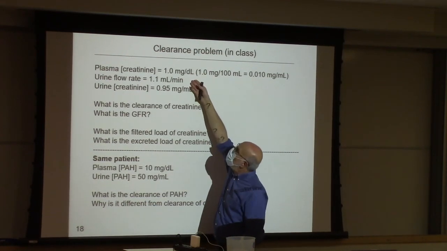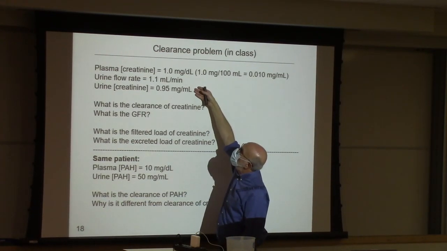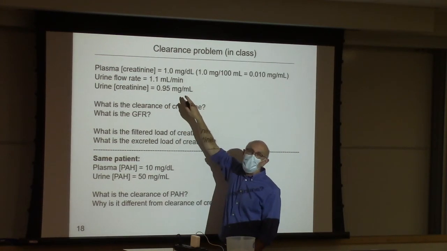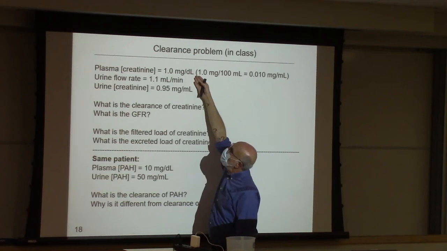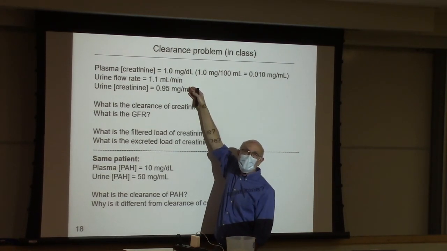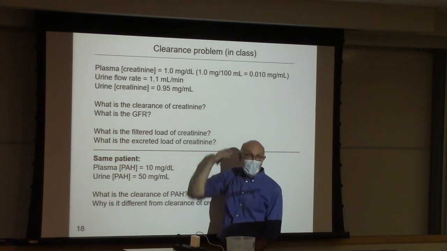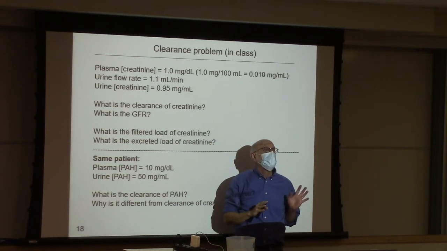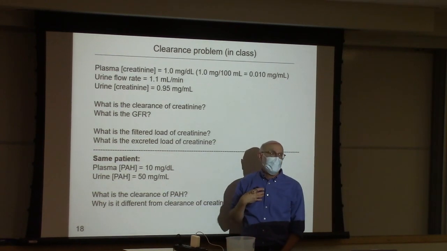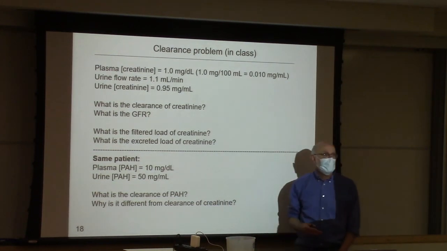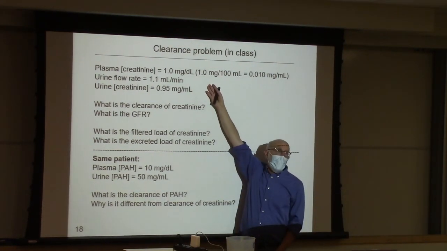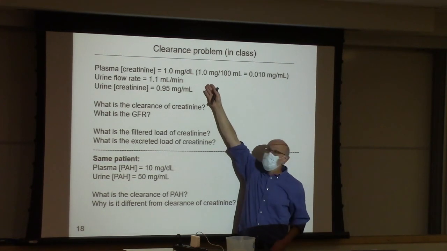Urine flow rate, 1.1. Concentration of creatinine in the urine, 0.95 mgs per mil. And this is pretty common, for them to use a different unit for plasma than for urine. Why do they do this? I don't know, but they do, so I do it. If it were up to me, we would never talk about a deciliter. Deciliter would have died off years ago, but it's not up to me. They still use deciliter. So those are the lab values for this exercise.